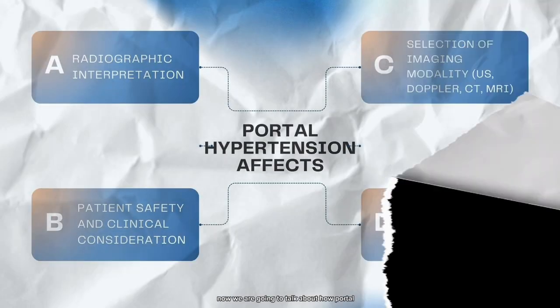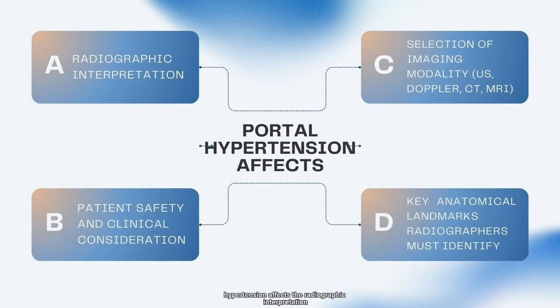Now we are going to talk about how portal hypertension affects radiographic interpretation, patient safety and clinical considerations, selection of imaging modalities such as ultrasound, Doppler ultrasound, CT scan or MRI, and key anatomical landmarks radiographers must identify.